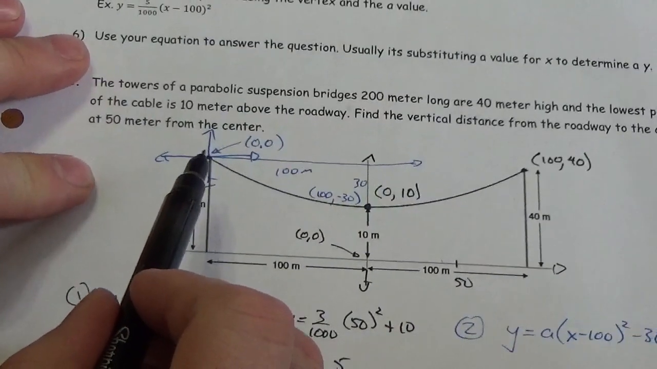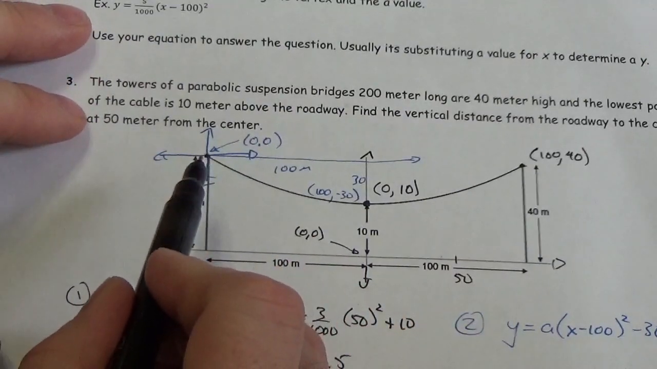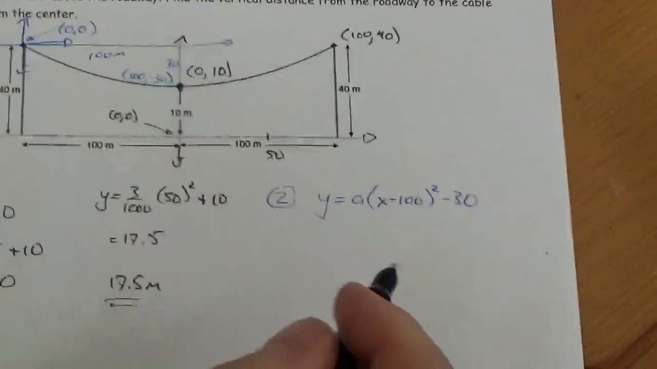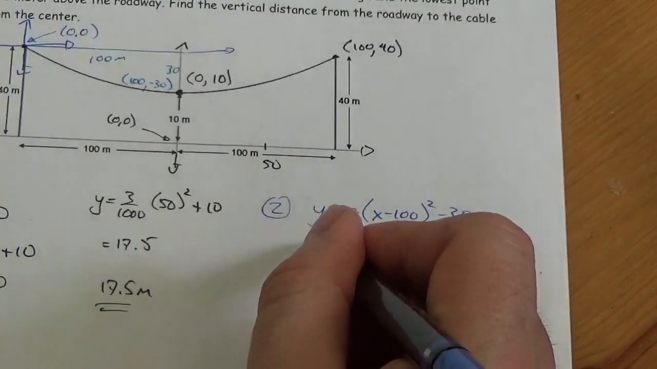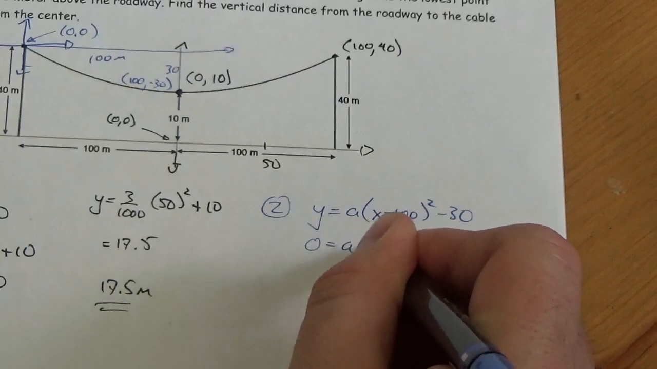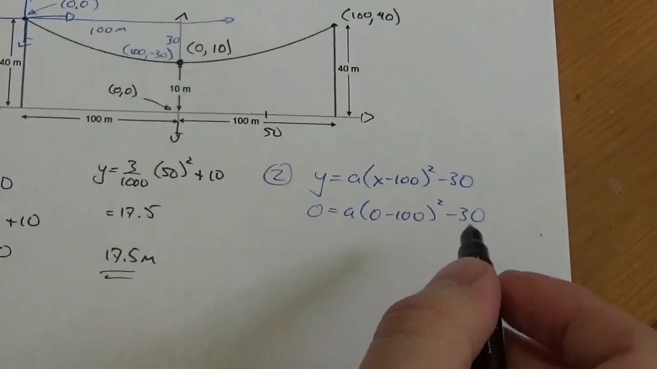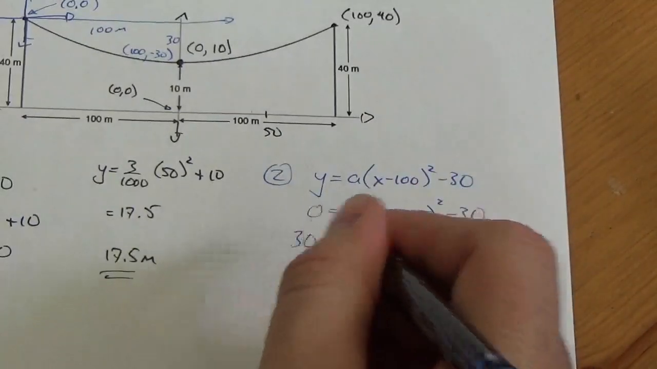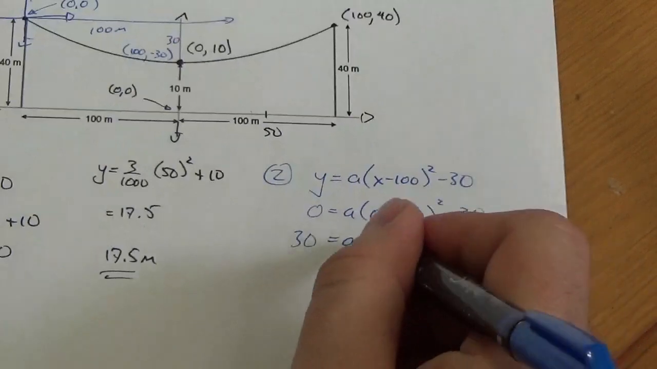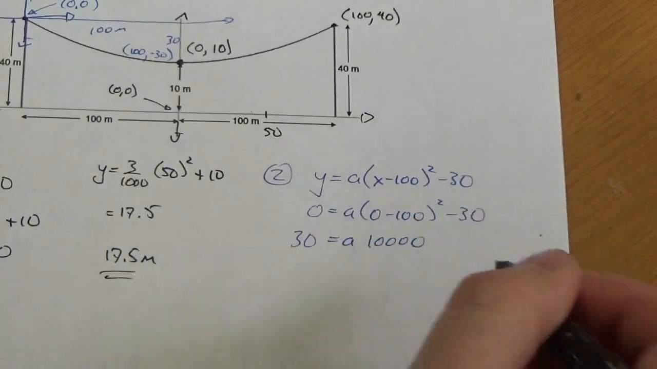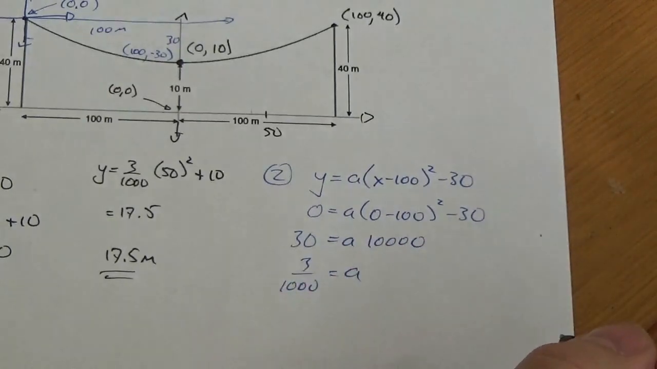Well, the origin isn't on the vertex anymore. Or, I mean, it never was in this question, but it isn't on the vertex. So I can actually plug in the origin. So actually, this method gives me kind of one little lazy step here. I can plug in the origin to evaluate this. And look what happens if I bring the 30 over, and then 0 minus 100 squared is going to be 10,000. And when I divide once again, I get that a is equal to 3 over 1,000.